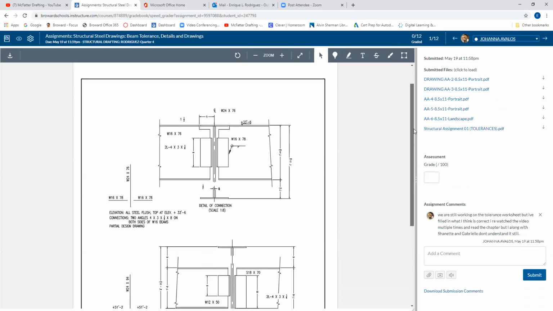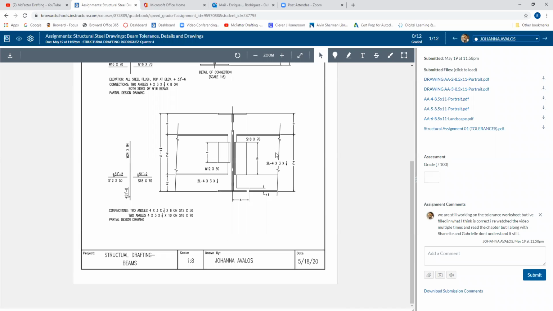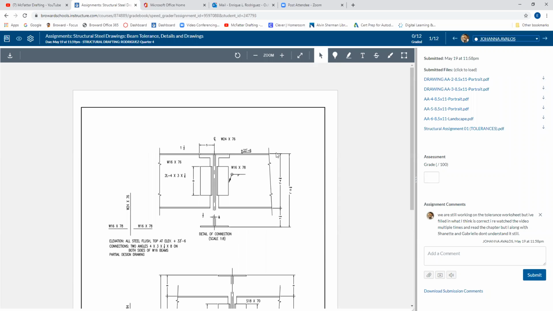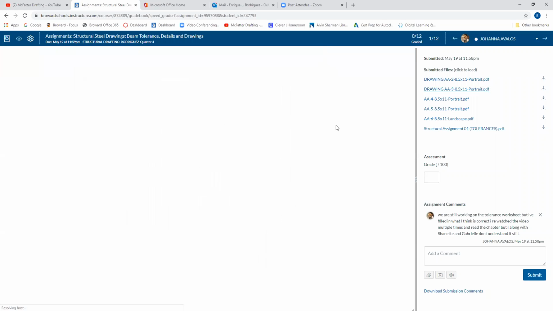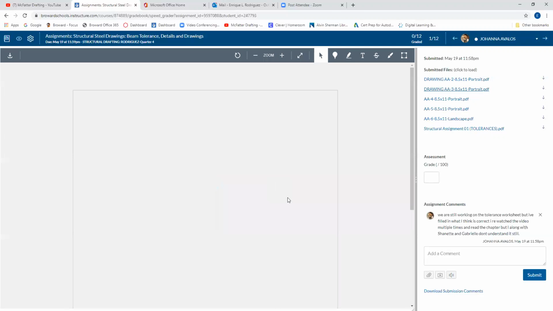Okay. Johanna, your drawings look very good. There's a couple things that just need to be modified. For example, if you take a look at the demonstration video, there were some modifications right in here that we had. We needed to bring this dimension above the line. Oh, okay. And let's see. That's your first one. Let's look at the second one.